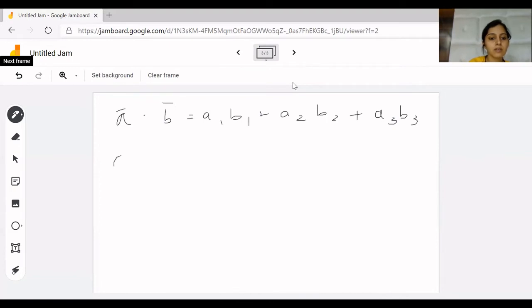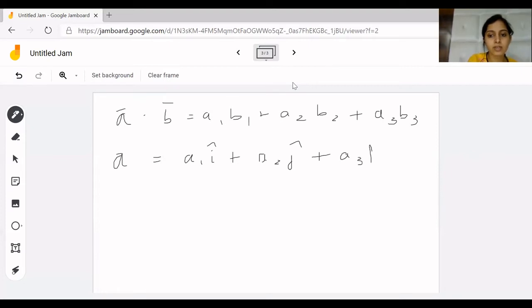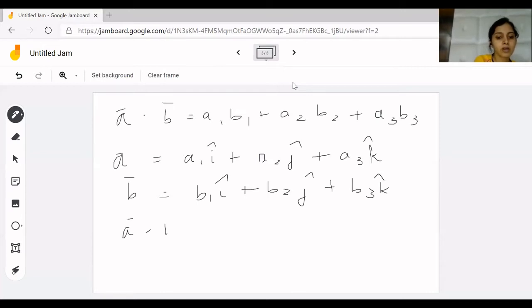So if you're using A bar as a1 i cap plus a2 j cap plus a3 k cap, and B bar as b1 i cap plus b2 j cap plus b3 k cap. What you can observe here is, when I do A bar dot B bar, what will I get? I will get each of these terms multiplied into this entire term, right?